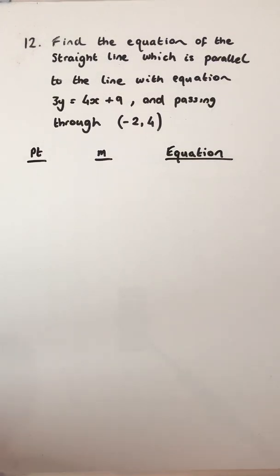In this lesson we are going to find the equation of a straight line which is parallel to another straight line. And we'll be given that point which that line passes through. So this question says, find the equation of a straight line which is parallel to the line with the equation 3y is equal to 4x plus 9 and passing through negative 2, 4.